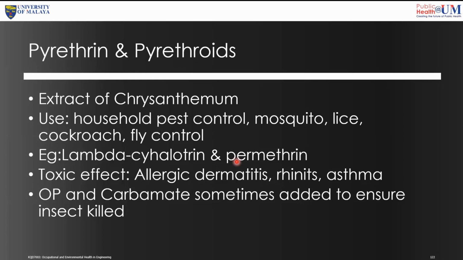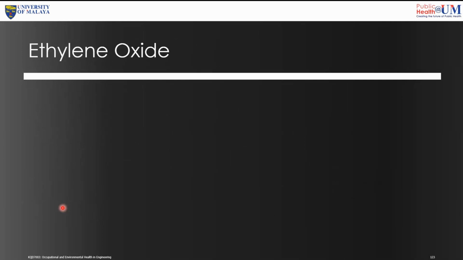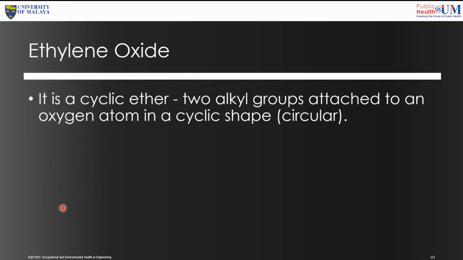It's used for household pest control: mosquito, lice, cockroach, and fly control. It can cause allergic dermatitis, rhinitis, and asthma. Organophosphate and carbamate are sometimes added to ensure the insects are killed, so a small amount of organophosphate and carbamate is added to your pyrethrin and pyrethroid. Another one is ethylene oxide.